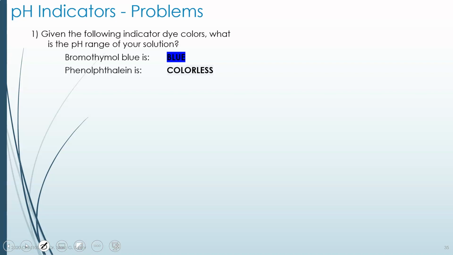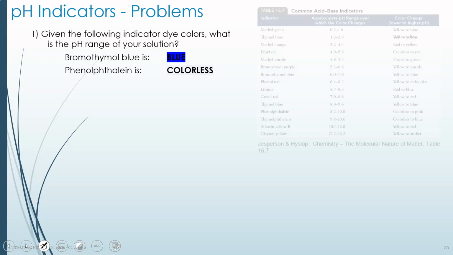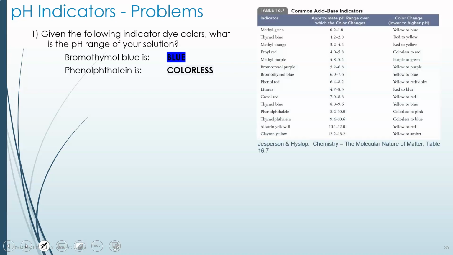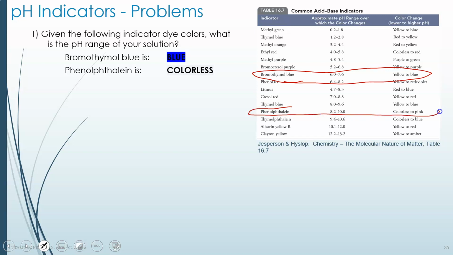Bromothymol blue is actually blue. Phenolphthalein is colorless. Well, how do we know what anything means? We need to have our chart. So here's our chart. So first we look at bromothymol blue. We find it on our chart, and there it is right here. And we find phenolphthalein, that's right here. And phenolphthalein is a very old, very common indicator dye. It's been used for years and years. It's still used, very popular with chemists and even with young students doing science projects.